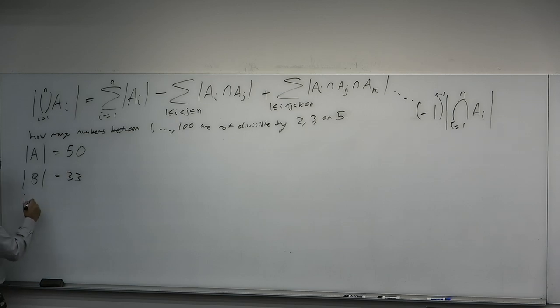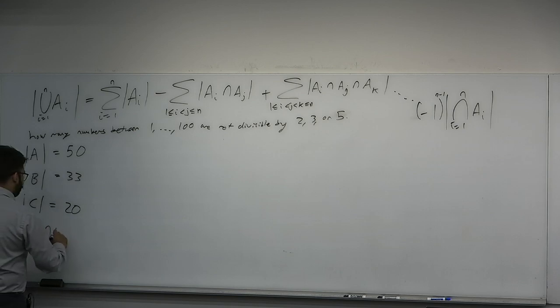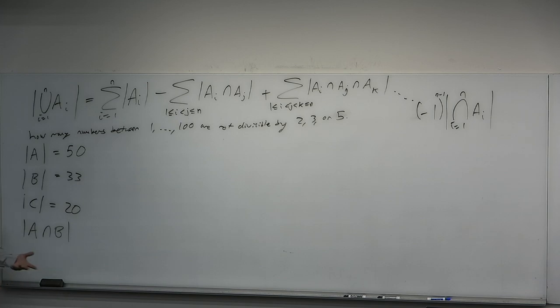What about the number of numbers between 1 through 100 that's divisible by 5? 20. Okay. All right. What are the number of numbers that is divisible by 2 and 3? If something is divisible by 2 and it's divisible by 3, what do you know it's divisible by? 6. It's divisible by 6. How many numbers between 1 through 100 are divisible by 6? 16. You do that quick.